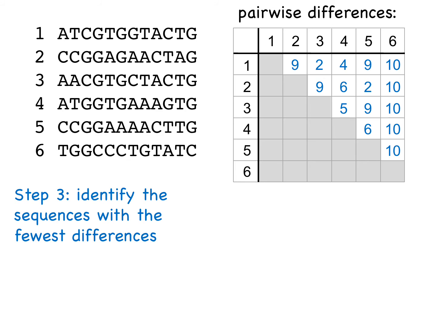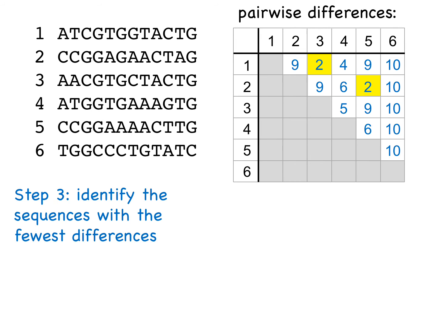So step 3 is to identify the sequences with the fewest number of differences. So we're just looking at the table here, and we're asking which sequences in this table have the fewest number of differences. And if you look at this, if we compare sequence 1 with sequence 3, you'll see that there's only 2 differences there. But also, if we compare sequence 2 and 5, you'll see there's 2 differences there. Okay, so let's highlight those sequences. So again, sequences 1 and 3, they only have 2 differences. Sequences 2 and 5 also only have 2 differences. All right, so all the other ones in this table, the number of differences is greater than that.